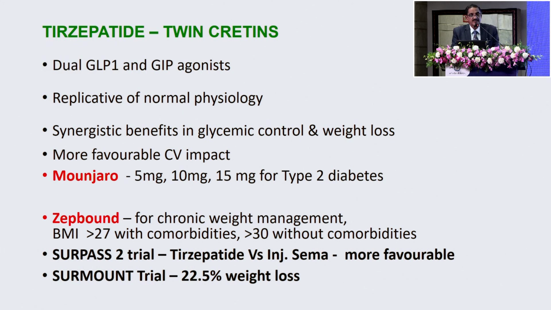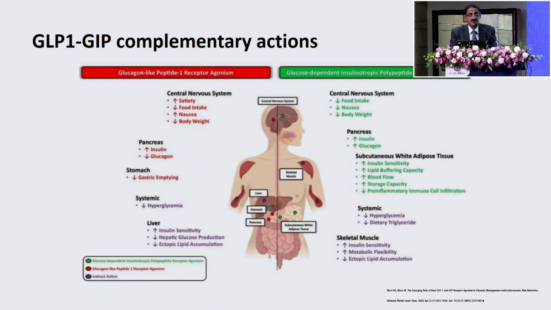So tirzepatide is a twincretin, a dual GIP and GLP-1 agonist together, replicative of normal physiology. We forgot that GIP also has got some role. We were concentrating only on the GLP-1 receptor agonist. So today it has become both together, acting in a very favorable way, with synergistic benefit in glycemic control and weight loss. And it has a more favorable CV outcome. Mounjaro 5, 10 and 15 milligram for type 2 and Zepbound for weight loss. There were two trials, the SURPASS 2 trial and SURMOUNT trial, wherein it was almost equal to semaglutide, which is slightly more favorable, and the SURMOUNT trial showed a 22.5% weight loss.